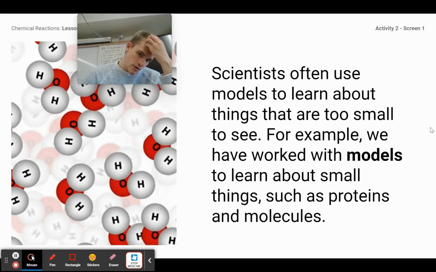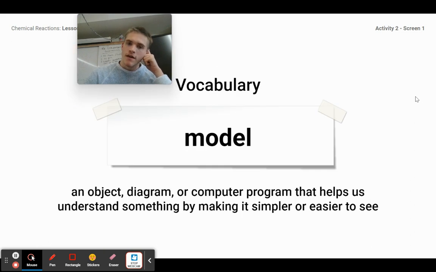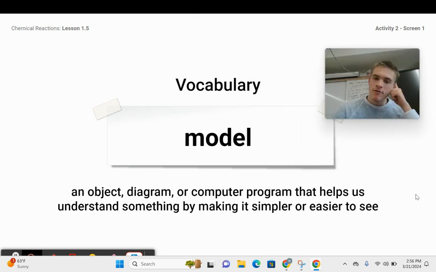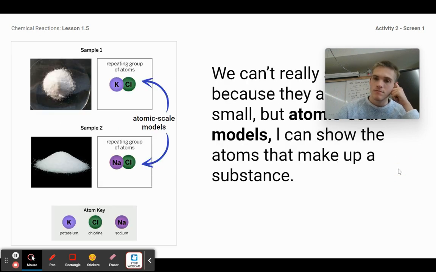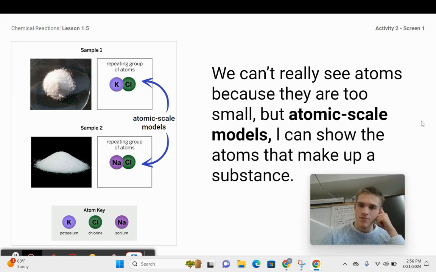Scientists often use models to learn about things that are too small to see. For example, we have worked with models to learn about small things, such as proteins and molecules. A model is an object, diagram, or computer program that helps us understand something by making it simpler or easier to see. Because we can't really see atoms, we can look at atoms through atomic scale models. I can show the atoms that make up a substance.